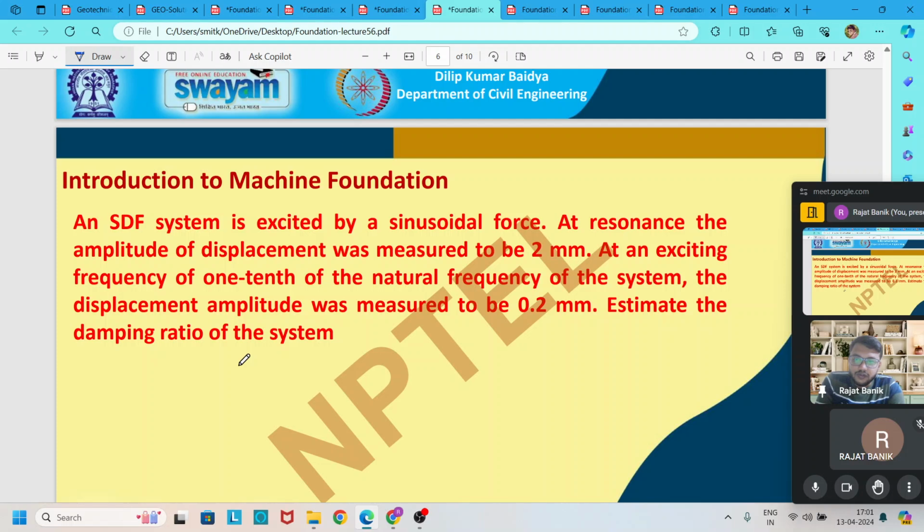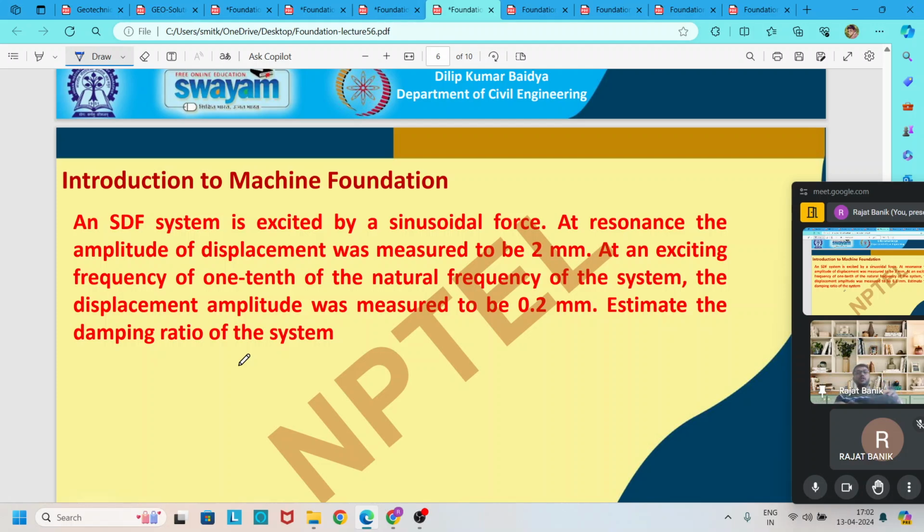A single degree of freedom system is excited by a sinusoidal force at resonance. The displacement amplitude was measured to be 2 mm. At an exciting frequency of 1/10 of the natural frequency of the system, the displacement amplitude was measured to be 0.2 mm. Estimate the damping ratio of the system.